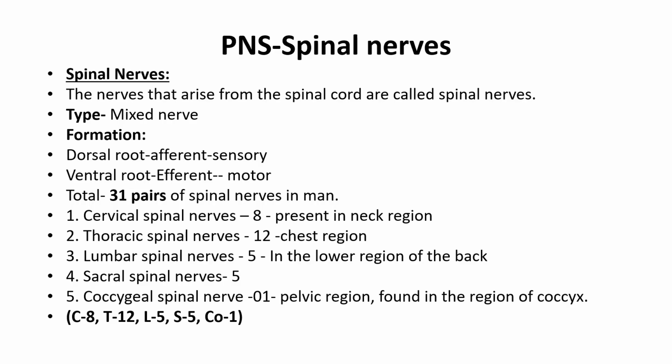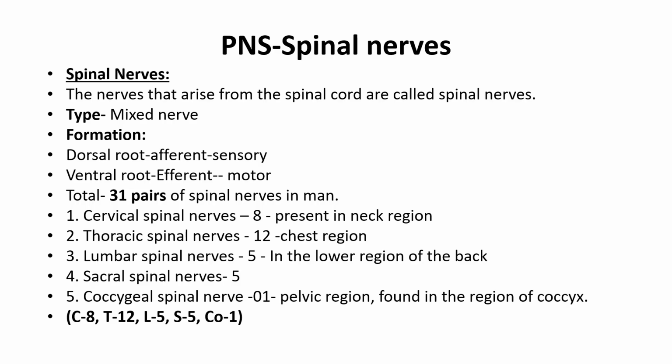First, cervical, they are 8 in number, present in the neck region. Second, thoracic spinal nerves, 12 in number, present in the chest region. Third, lumbar spinal nerves, 5 in number, present in the back region. Fourth, sacral spinal nerves, 5 in number, lower back region.